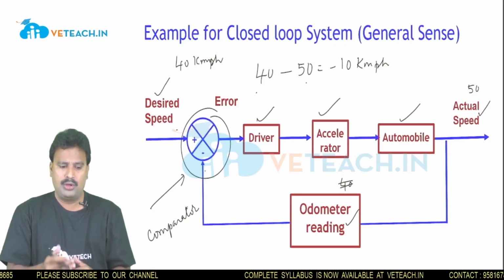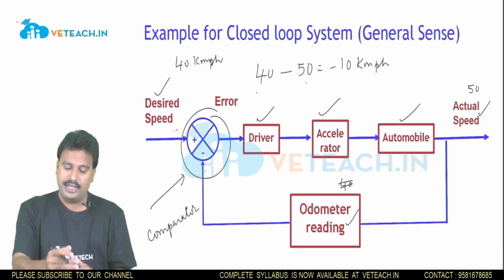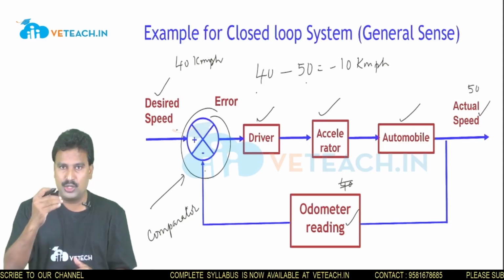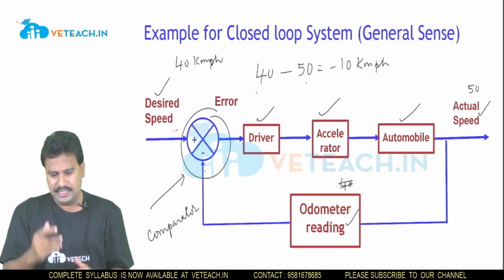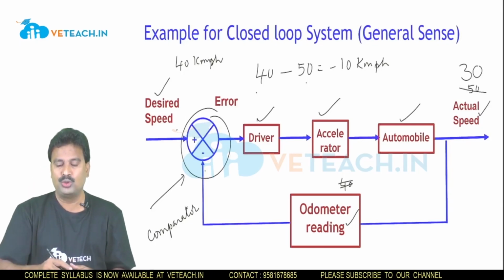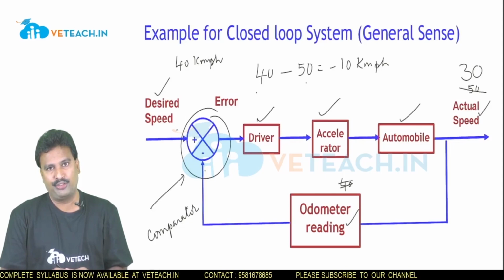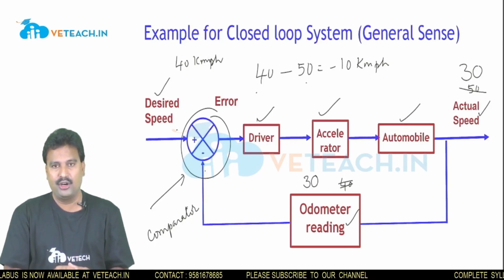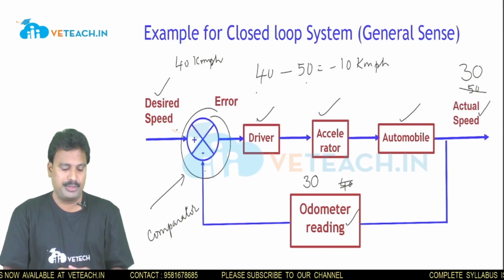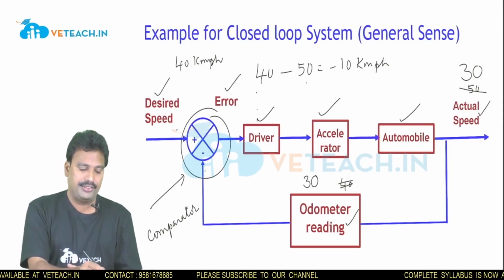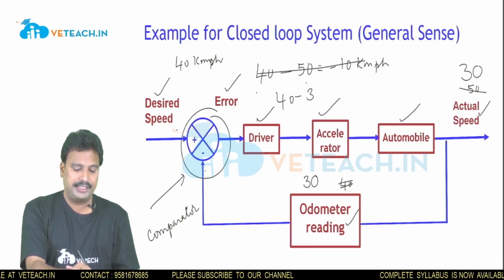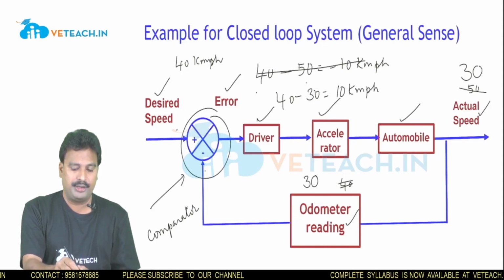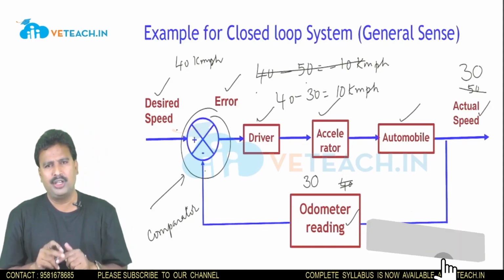Then what do I do? I reduce the pressure applied on the accelerator so that the vehicle slows down. Imagine that the next moment the speed goes to 30 kilometers per hour, so the odometer will read 30 kilometers per hour. Now the error is 40 minus 30, equal to 10 kilometers per hour. That means I am moving a little bit slower.